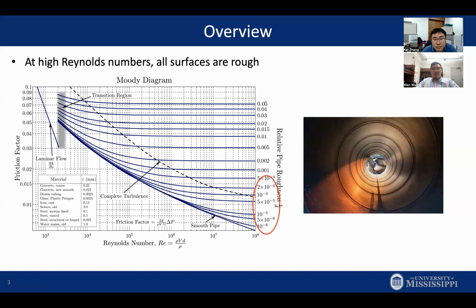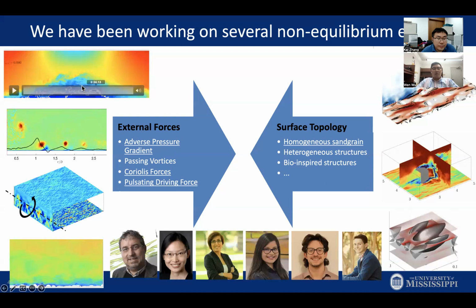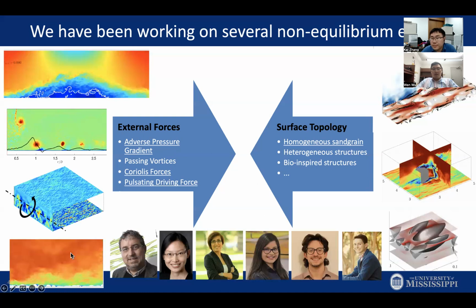That's why we have been focusing on roughness, and there's a trend of looking at their effects. It's also because computational capability is increasing, so we can resolve it with eddy-resolved technologies. The work that we have been doing during my PhD, postdoc and assistant professor period includes several non-equilibrium effects, which means the flow is not a canonical boundary layer anymore. I put this in two categories. On one hand, we look at the cause of the external force or non-equilibrium, which includes flow separation and vortex-dominated flow, system flow with a rotation, and also pulsatile flow. On the other hand, we have been looking at different surface structures, including homogeneous sand grain, heterogeneous structures like vortex generators, and also bio-inspired structures.